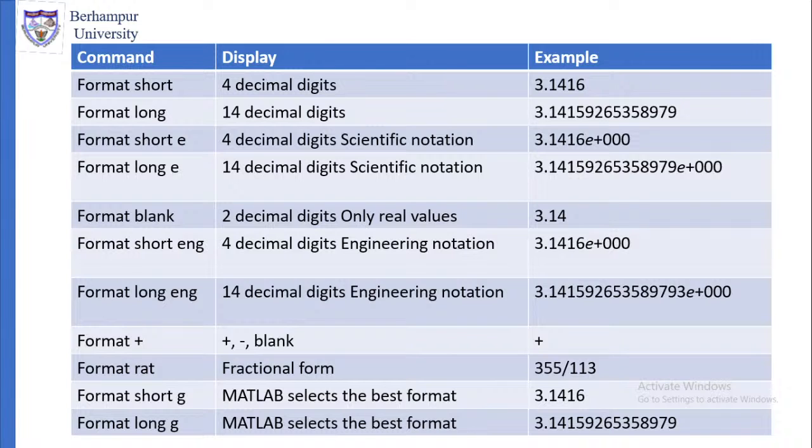Format short G. This is the best format which will be selected by MATLAB. MATLAB will select the best format in the short form up to 4 digits. Similarly, format long G, MATLAB will select the best format in the long format up to 14 digits.